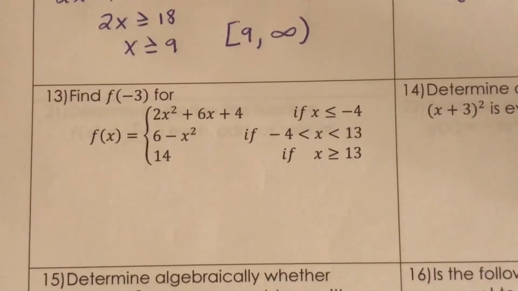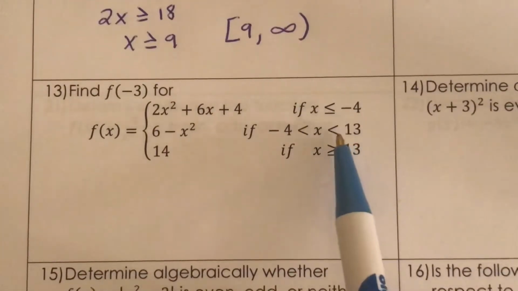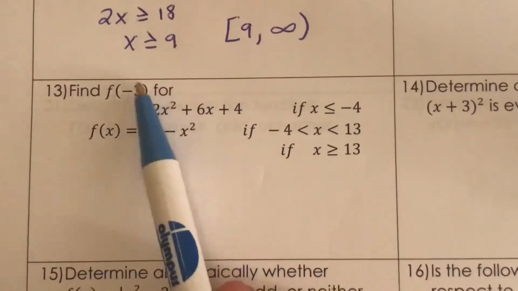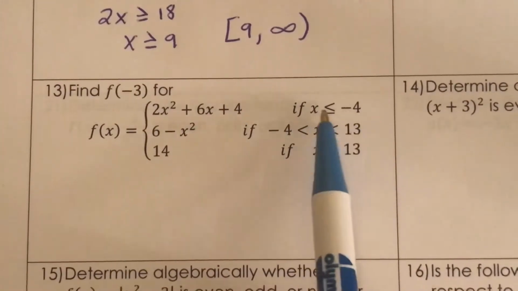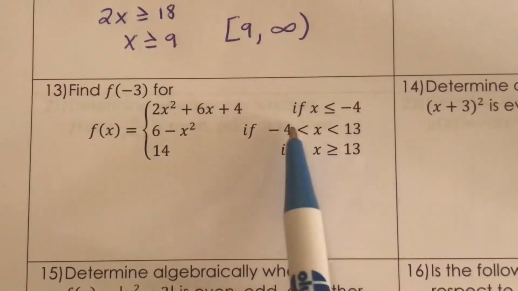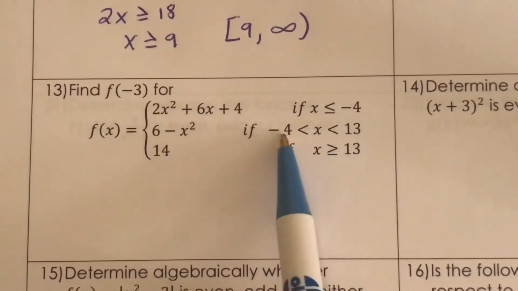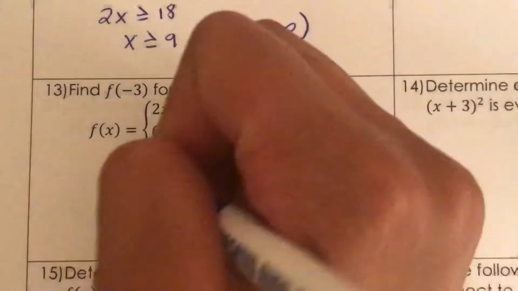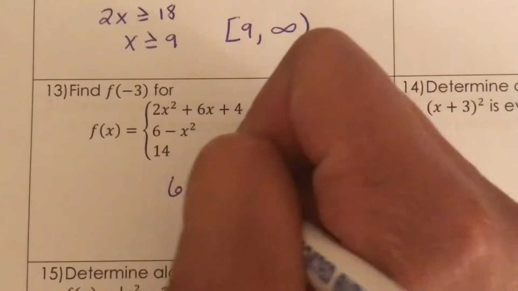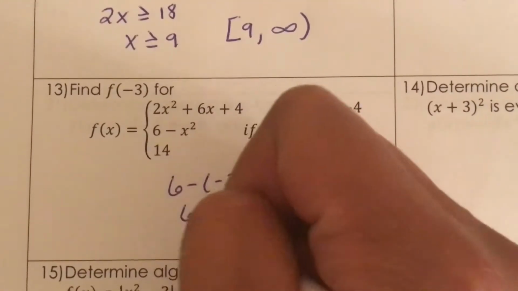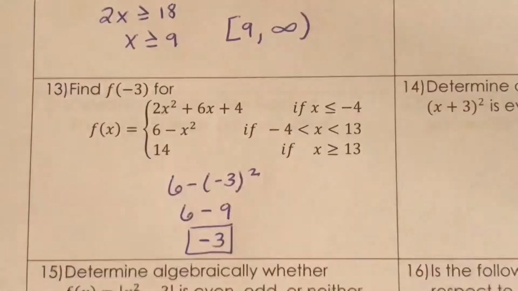Find f of negative 3 for this piecewise function. So I'm going to check these domains, and I'm going to see where negative 3 fits. Negative 3 is not less than negative 4, so I'm not going to use this one. Negative 3 is between negative 4 and 13, so I know to use 6 minus x squared. 6 minus negative 3 squared, and that's 6 minus 9, which is negative 3.